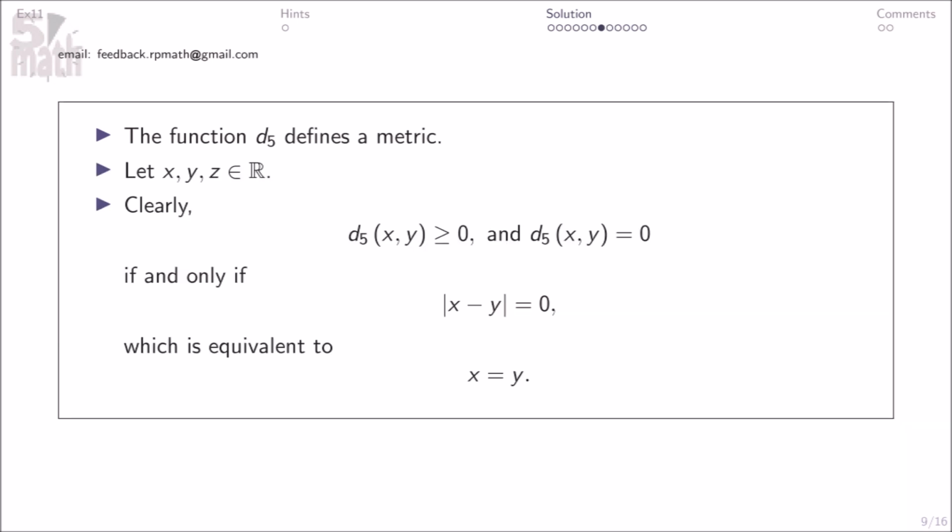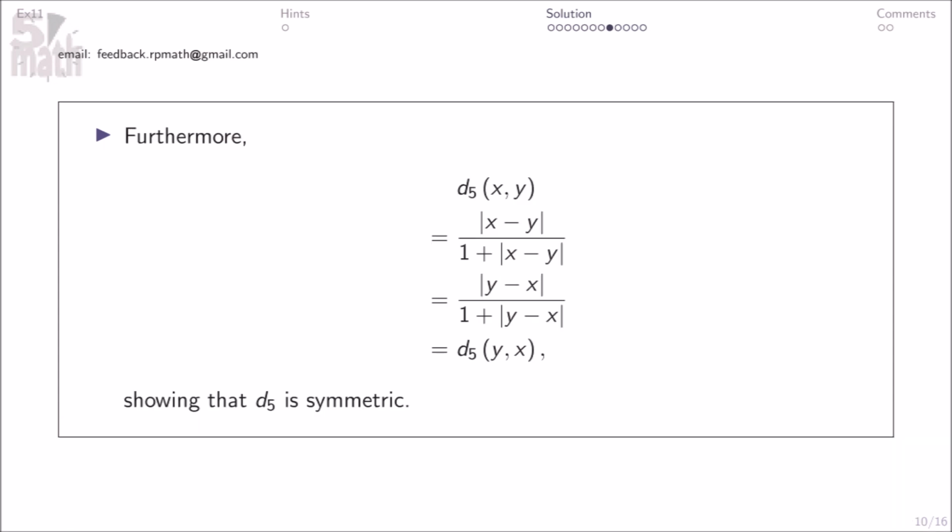The function D5 defines a metric. Let x, y, z be elements of R. Clearly, this and this, if and only if absolute value x minus y equals 0, which is equivalent to x equals y. Furthermore, D5 of xy equals this, showing that D5 is symmetric.